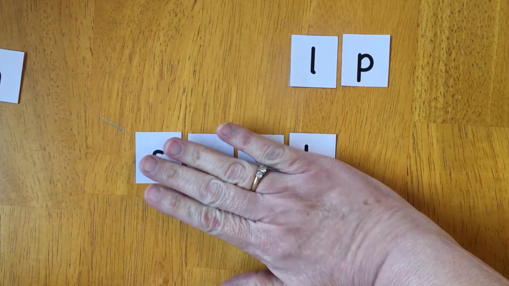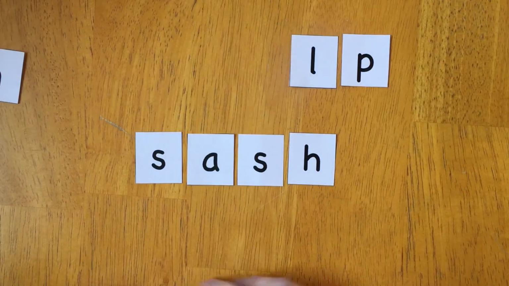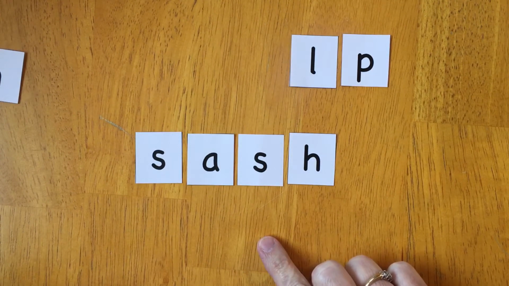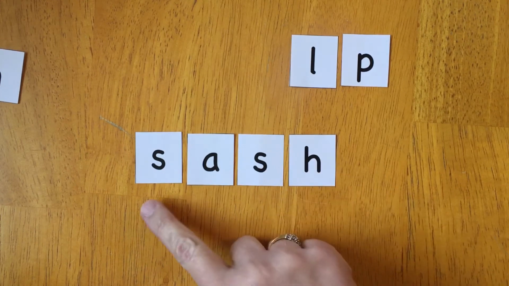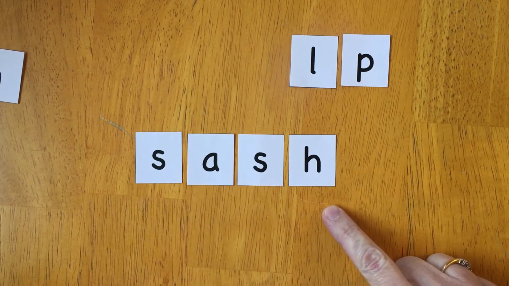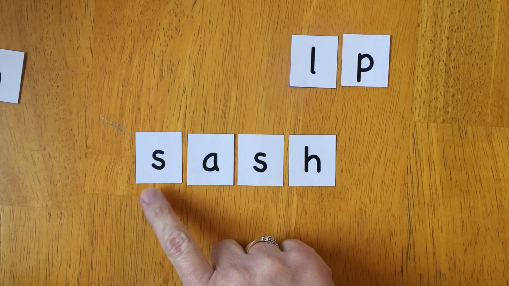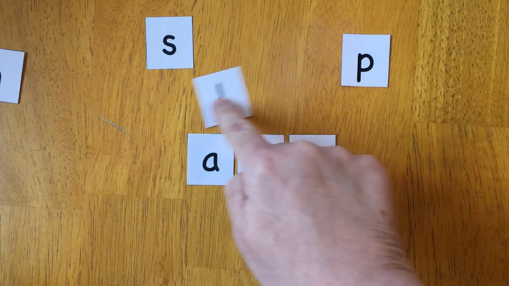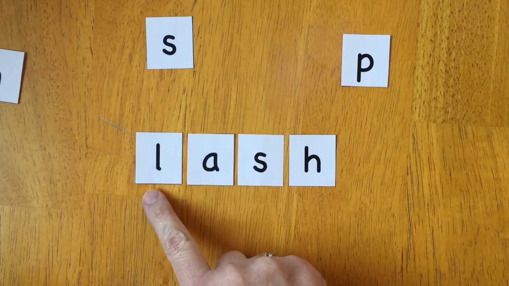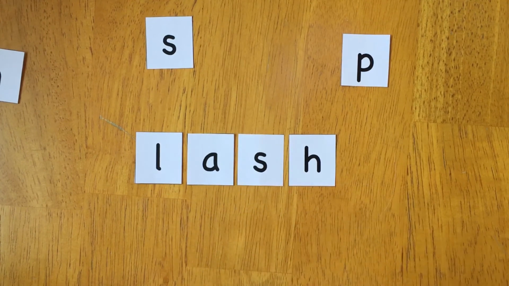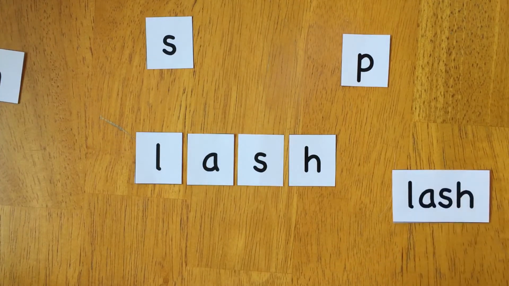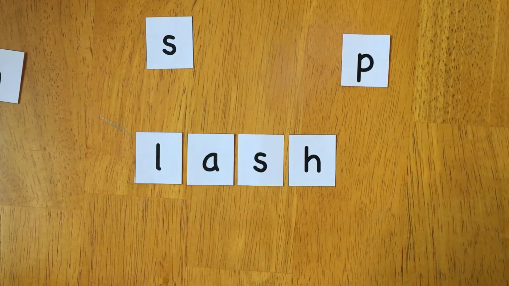Right now, our word says sash. Let's change just one letter and make it say lash. I had an eyelash on my cheek. Here's where my sound changes. Hear that? Let's check it. Lash. Very good. Lash. Write the word lash on a piece of paper and set it aside for the sort.